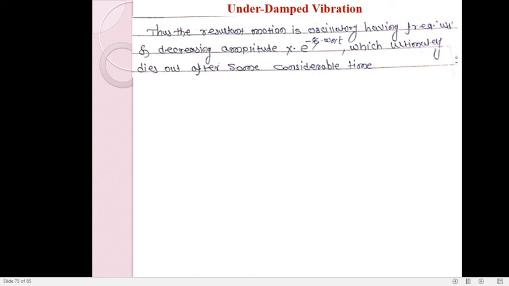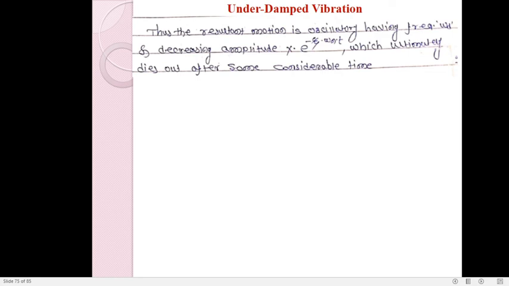As the name indicates, this is an underdamped system. In both the previous systems, the overdamped system and the critically damped system, we said that the motion is aperiodic, meaning after the initial excitation, the system will not perform further oscillations. It will try to come back to the mean position only, meaning it will perform only half a cycle.